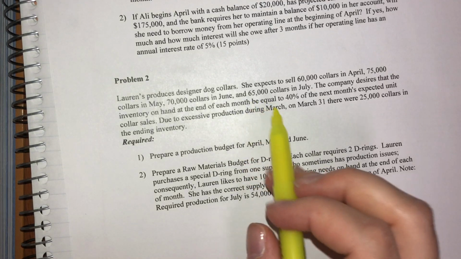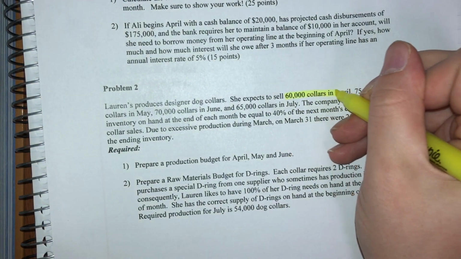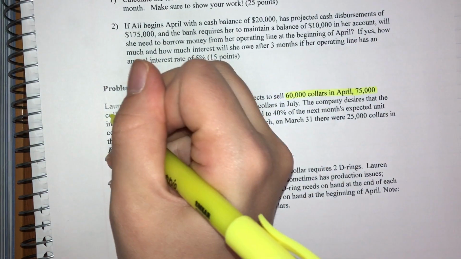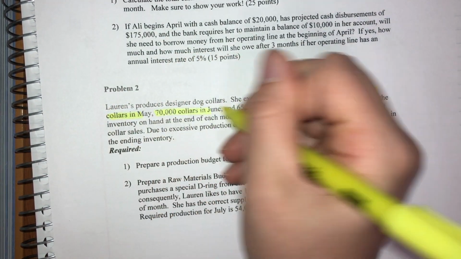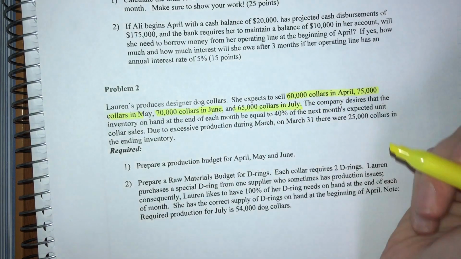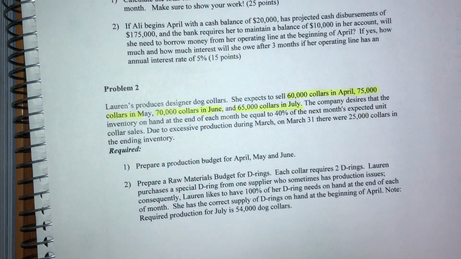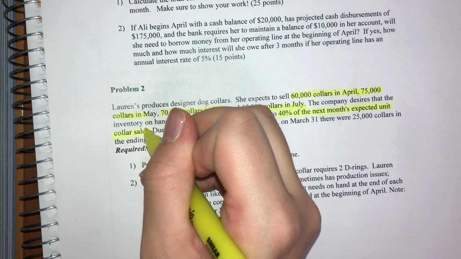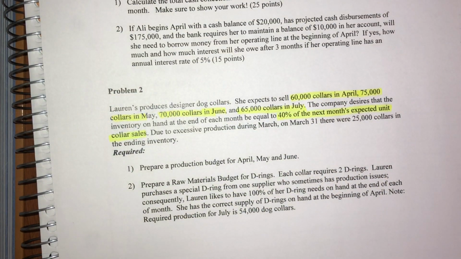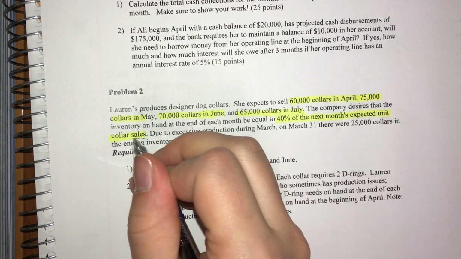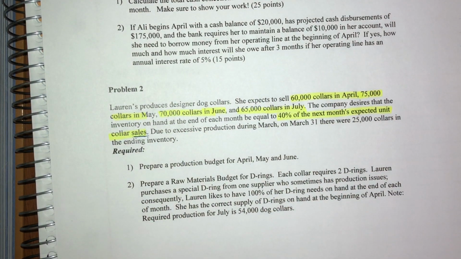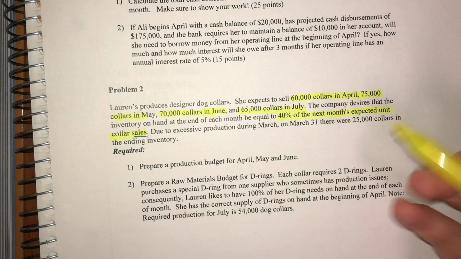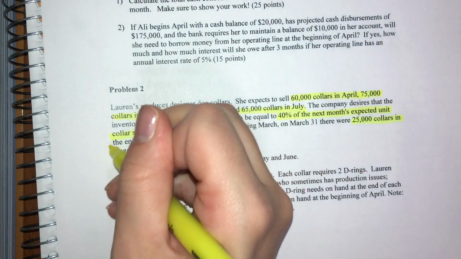produces designer dog collars. She expects to sell 60,000 in the month of April, 75,000 in May, 70,000 in June, and 65,000 in July. The company desires the inventory on hand at end of each month be equal to 40% of the next month's expected unit collar sales. So that's important too. We actually want to make sure that we put unit sales. So we want to look for that. It says, due to excessive production on March 31st, there were 25,000 collars in ending inventory.